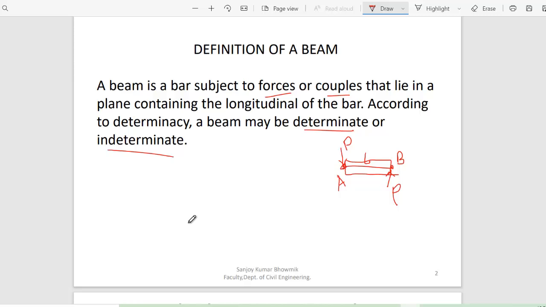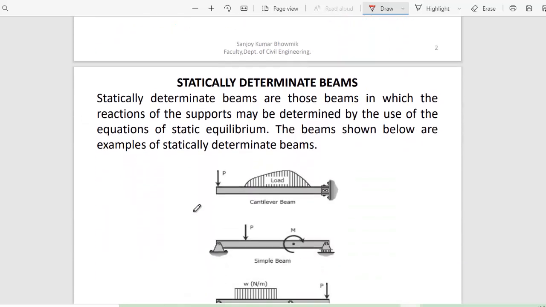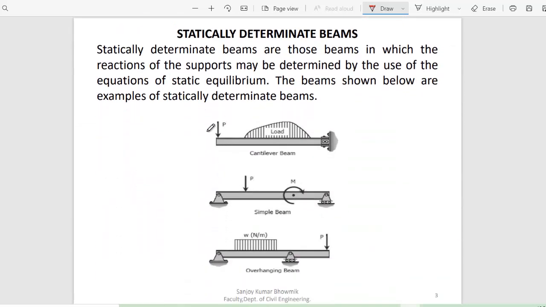Now you should answer me from basic mechanics: what is determinate and what is indeterminate in terms of equilibrium conditions? When three equations are known, like summation of moment, summation of horizontal force, and summation of vertical force are zero, then if a beam has three equations and maximum three unknowns, at that time you can say this is determinate. So statically determinate beams are those beams in which the reactions of the supports may be determined by use of the equations of static equilibrium, right?